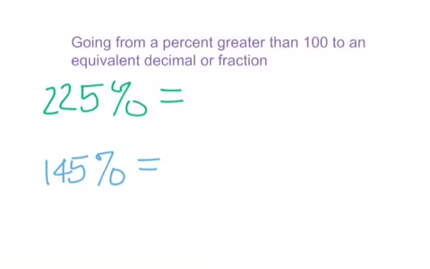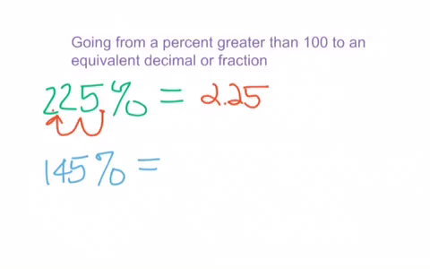Going from a percent greater than 100 to an equivalent decimal and fraction. So 225% going to a decimal. Here's the decimal point right there. If going from a decimal to a percent, I moved the decimal point over twice to the right. So the opposite of that, going from a percent to a decimal, I'm just going to move it over twice to the left. So 225% equals 2.25 as a decimal.